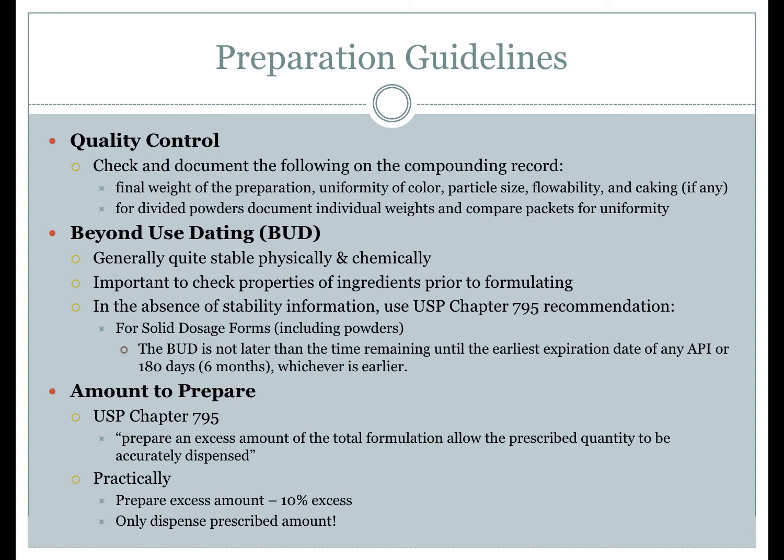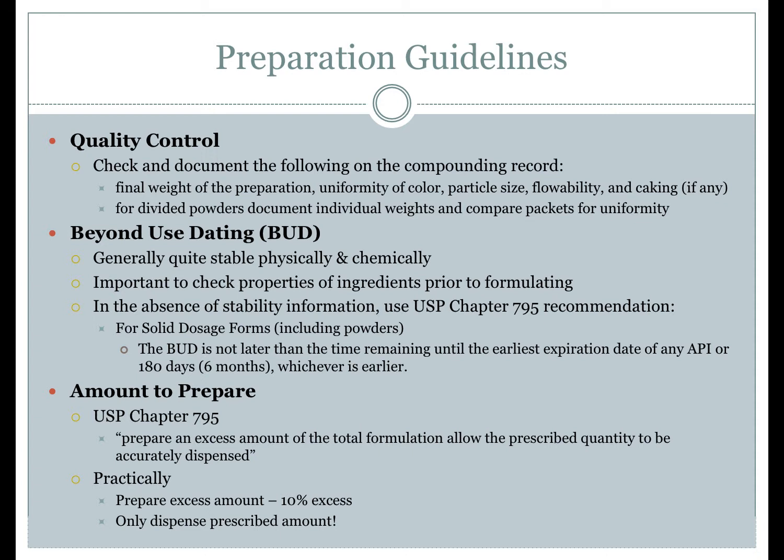The second preparation guideline is beyond use dating. Generally speaking, most powders are quite stable both physically and chemically. However, the properties we discuss, such as efflorescence or deliquescence, may reduce the stability of a final product. Always look for published stability data for any formulation. However, in the absence of stability information, the USP Chapter 7095 recommends that for solid dosage forms, which includes powders, the beyond use date is not later than the time remaining until the earliest expiration date of any active ingredient, or 180 days, meaning 6 months, whichever is earlier.